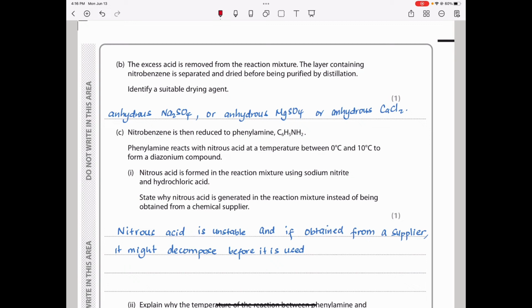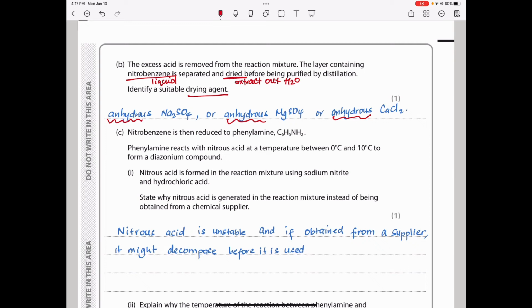Identify the suitable drying agent. Because here they have said it is dried. Something to be dried, it means it's going to be maybe a liquid that we have to extract out water. And since we know nitrobenzene is a liquid, how do you dry an organic liquid? You use a drying agent. And the drying agent has to be anhydrous. Every time you're writing an answer, please include the word anhydrous on every drying agent you use.